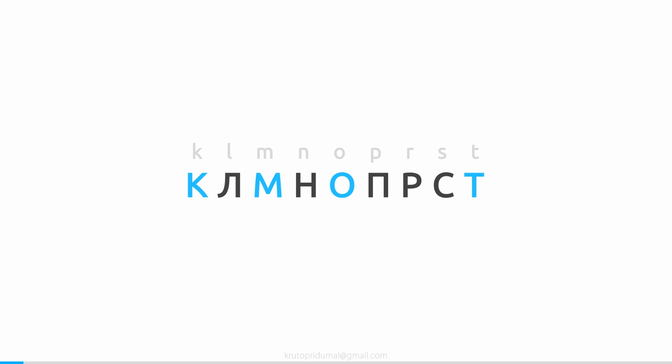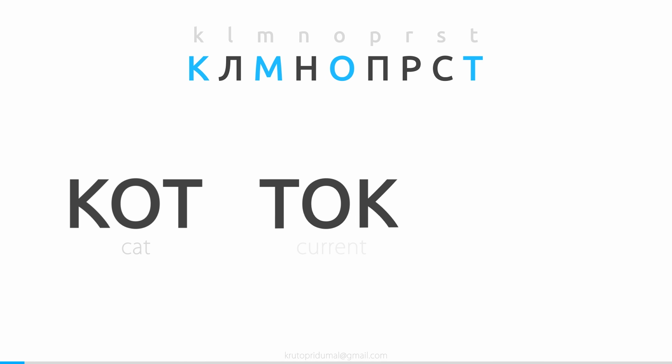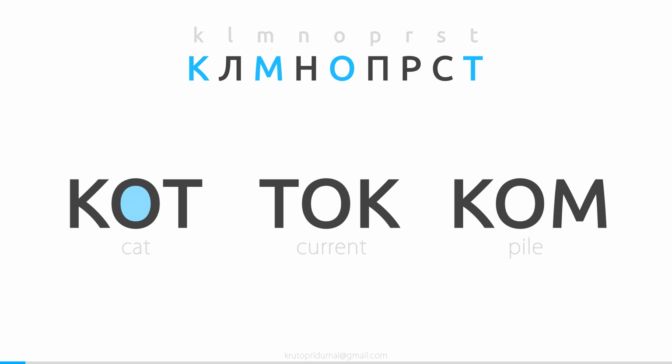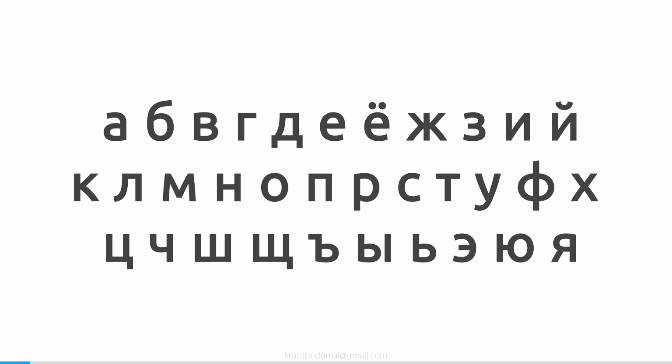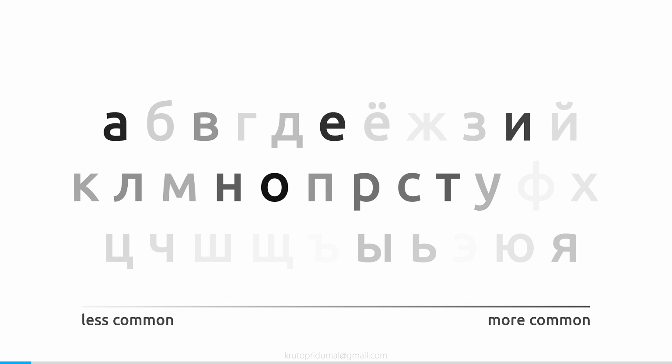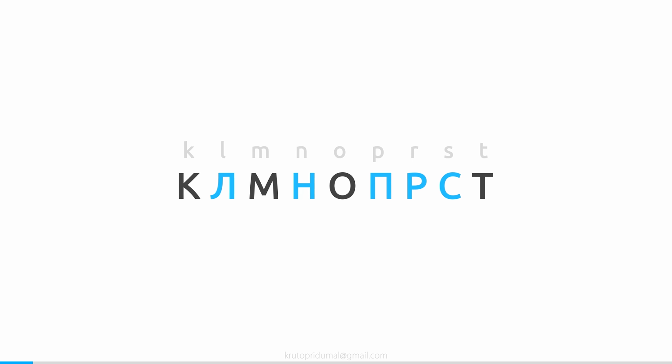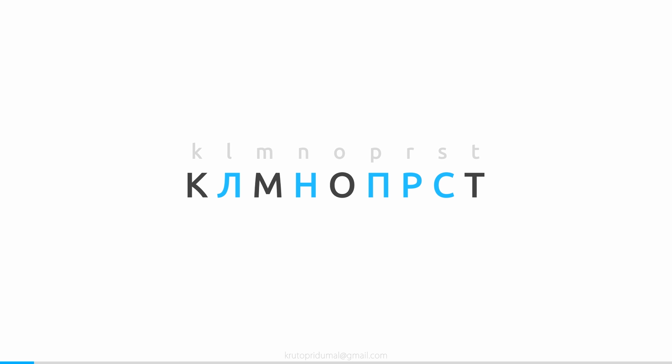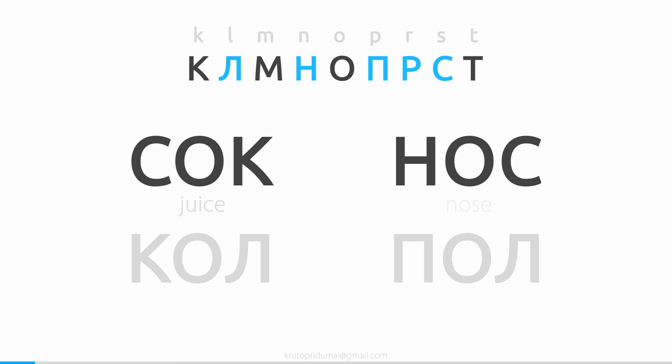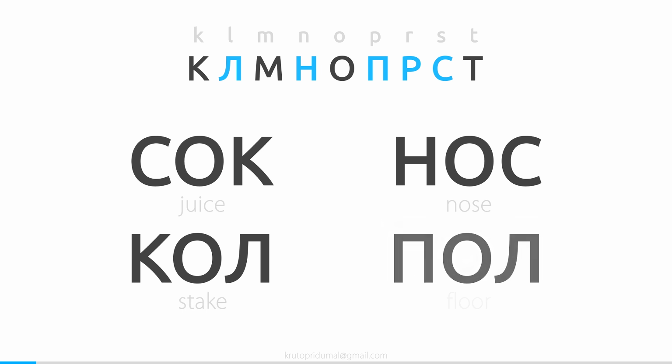So let's read a few words with them. Kot, tok, kom. In small words like these, o always sounds the same. It's always o. By the way, o is the most frequently used letter in the Russian language. How about that? Now, the other ones, they might look different, but they sound pretty familiar. Sok, nos, kol, pol.